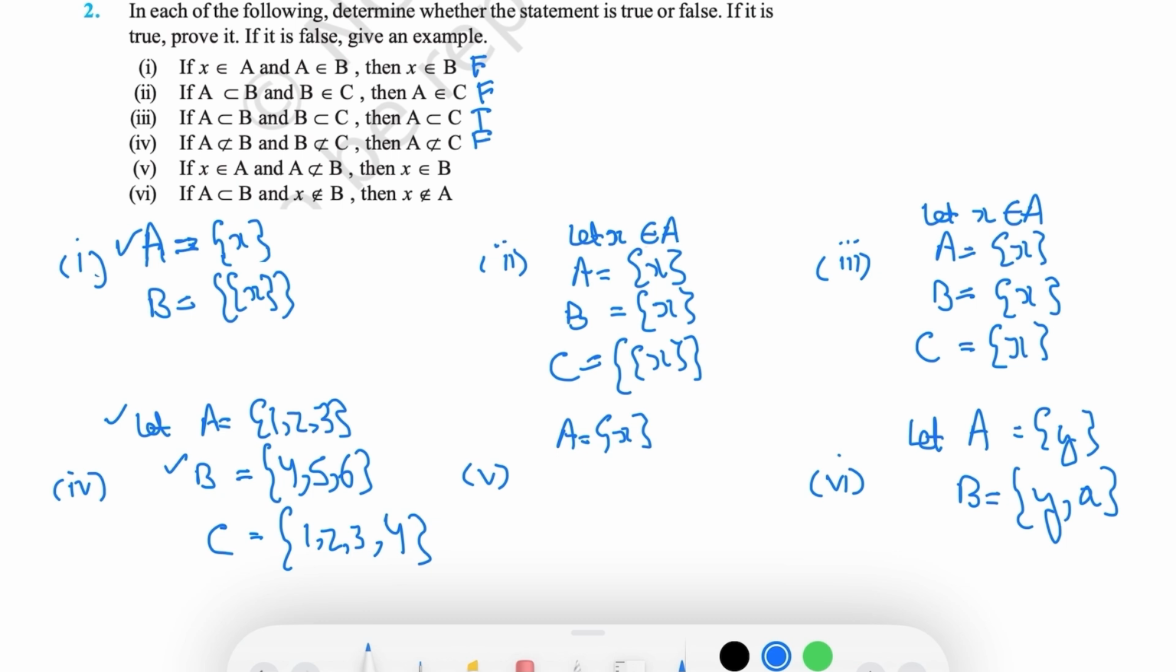Moving on to the fifth part, if X belongs to A and A is not a subset of B, that means every element of A is not in B. So we can write B as Y. Then X belongs to B. This is false, as we can see from this.